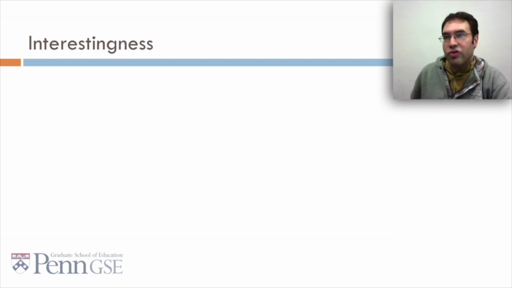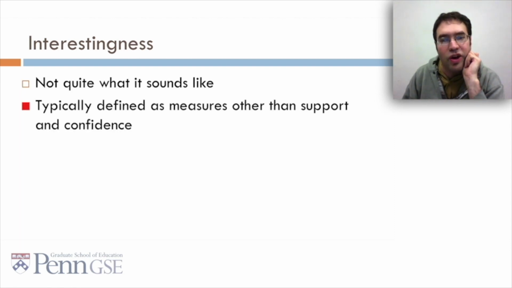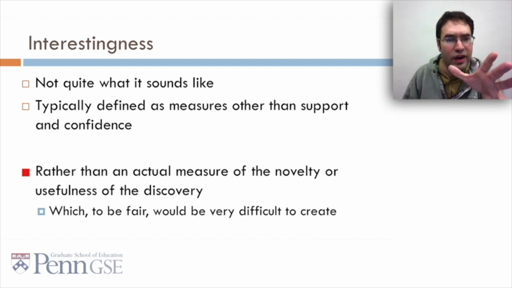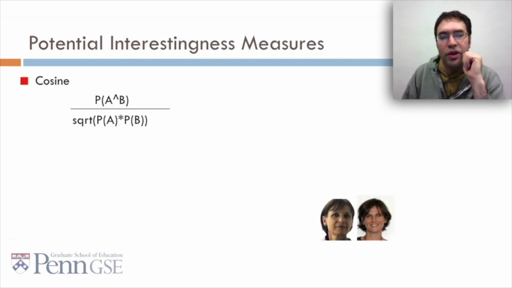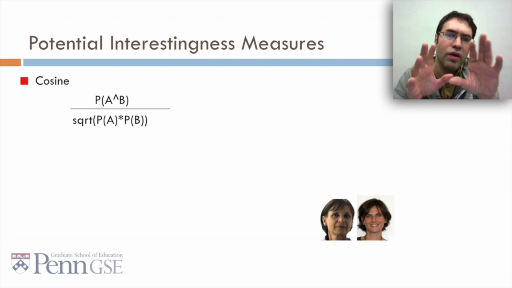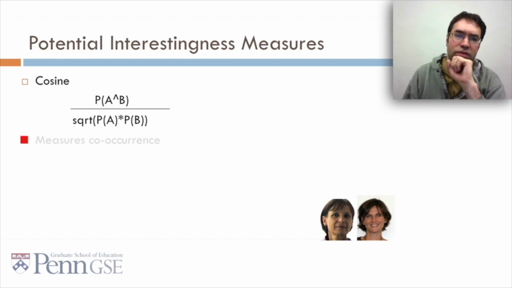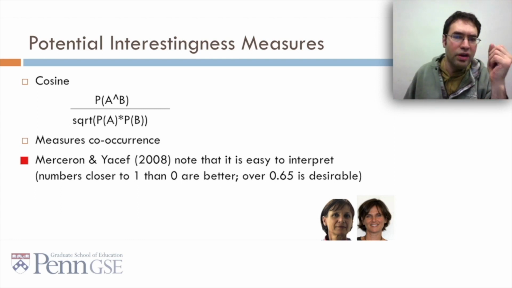And that leads us to thinking about interestingness. Interestingness is not quite what it sounds like. It's typically defined as just any measure other than support and confidence, rather than an actual measure of the novelty or usefulness of a discovery, which, to be fair, would be a real pain to create. So, Merceron and Yosef talk about some potential interestingness measures, and they recommend two for educational data mining: cosine and lift. Cosine is the probability that the if and the then occur together, divided by the square root of those two probabilities multiplied by each other. And this measures co-occurrence. Merceron and Yosef note that it's easy to interpret. Numbers closer to 1 than 0 are better, and they say over 0.65 is generally desirable.